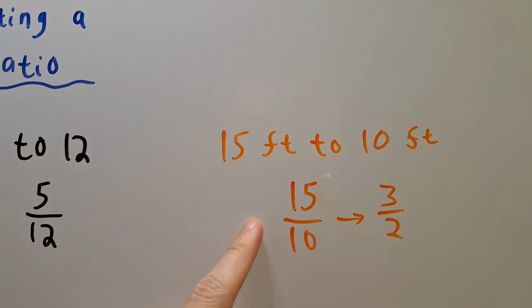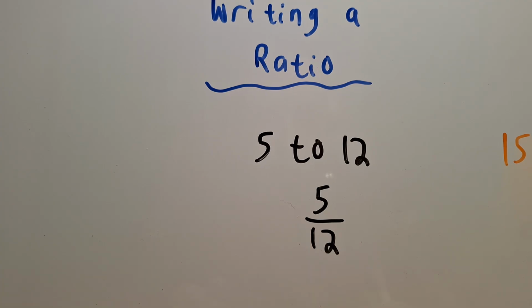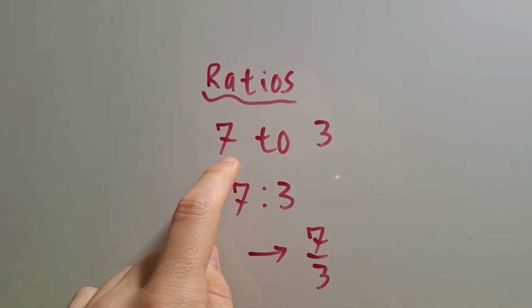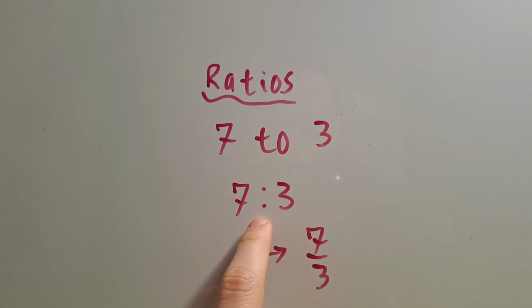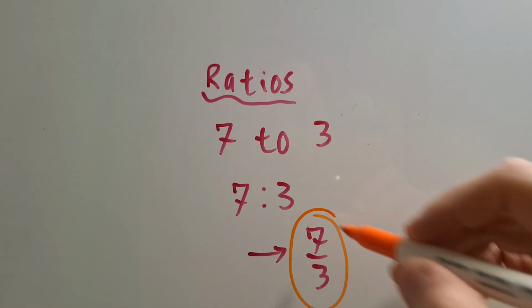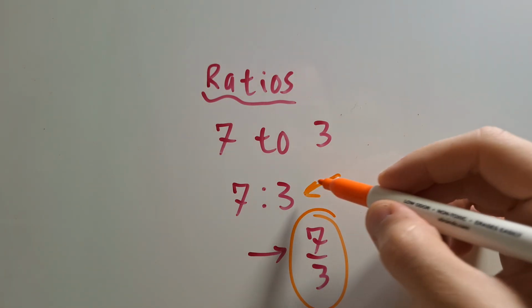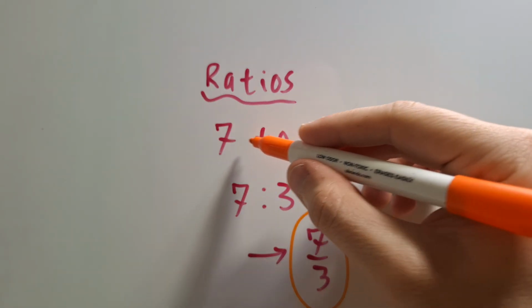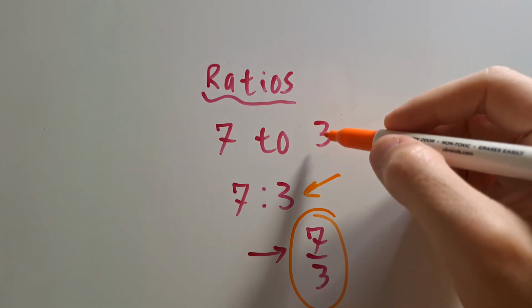Remember to always write ratios in lowest terms. You can write them as fractions. And then the other two representations are 7 to 3 using the word to, or the colon version 7 to 3. And as mentioned before, typically the fraction form is the most common way. The colon here is second common, but it's not as popular, I would say. And then the verbal representation here is the least common.